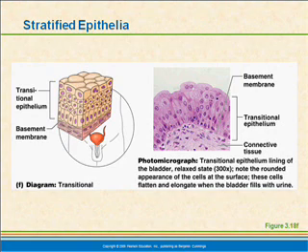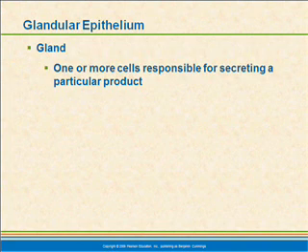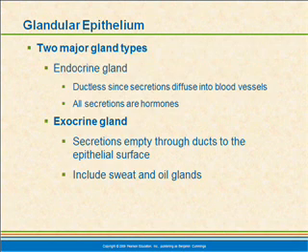Now, glandular epithelium, all of the glands in our body, all of the sweat glands, tear ducts, the glands in our thyroid, all of these are derived from epithelial tissue. In a gland, we have one or more cells responsible for secreting some product out into the bloodstream or out onto a surface. So we have really two kinds of glands. We have endocrine glands or exocrine glands.